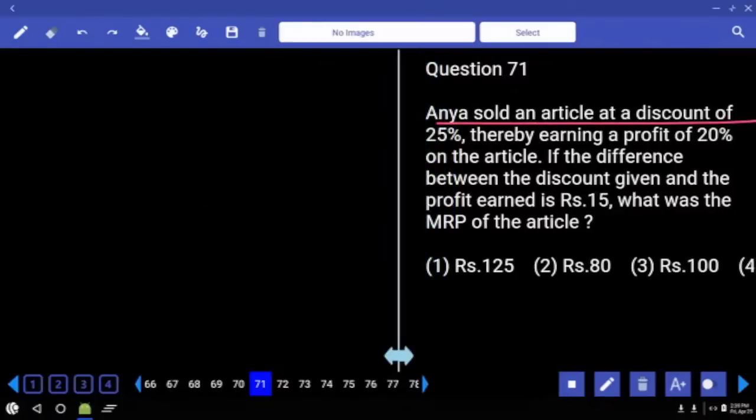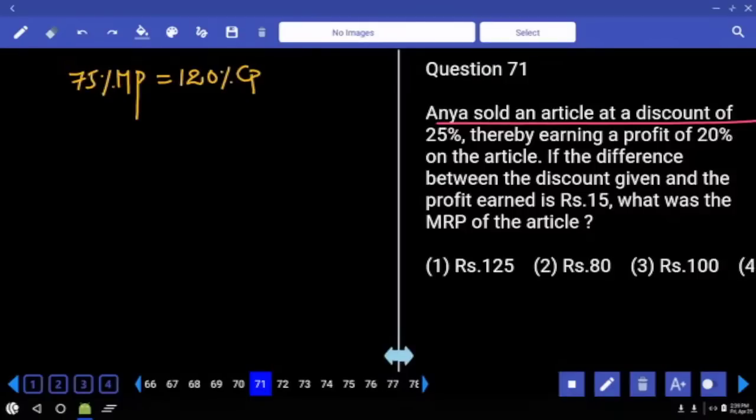Right. Anya sold an article at a discount of 25%, thereby earning a profit of 20% on the article. 25% discount is given, so we will sell the item at 75% of market price. And there is a profit of 20%, then selling price will be equal to 120% of cost price. So after writing this statement, you have two ways to answer the same question.